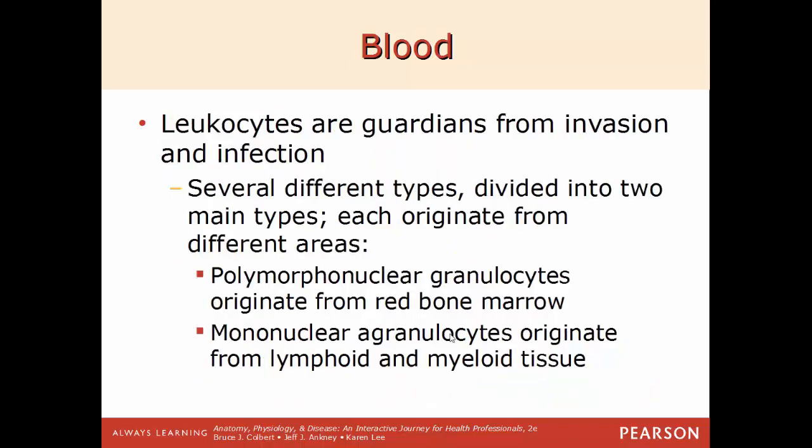The leukocytes, these are the guardians from invasion and infection. There are several types divided into 2 main categories. Each originate from different areas. The first group, the polymorphonuclear granulocytes. These will originate from the red bone marrow. Then you have the mononuclear granulocytes that originate from lymphoid and myeloid tissue.